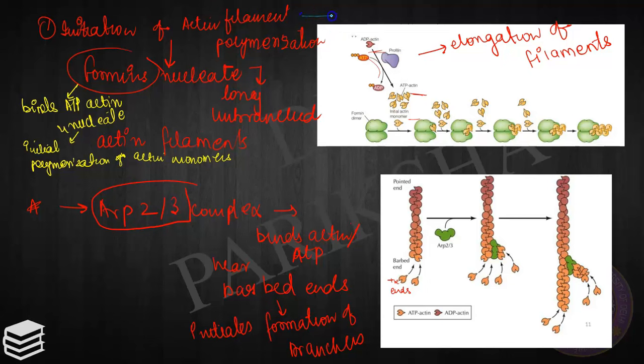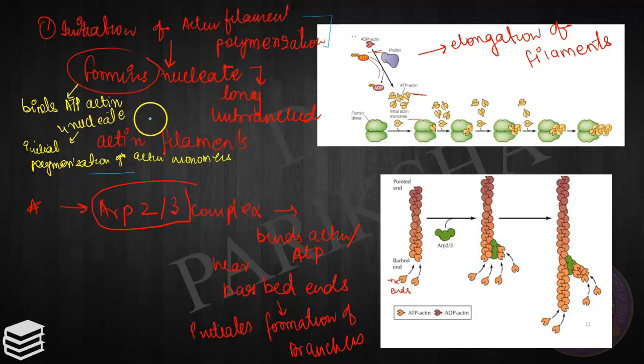ये कौन काम करते हैं? ARP and formin. ये determine करते हैं where filaments are formed by facilitating nucleation, and nucleation is the rate limiting step in actin filament polymerization. तो formin nucleate करता है long unbranched actin filaments को. It binds what? Actin, ATP actin, and nucleates initial polymerization of the actin monomers.